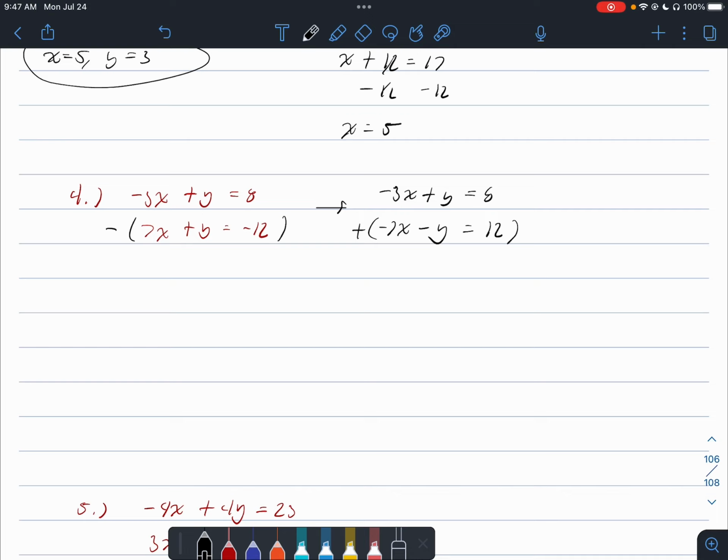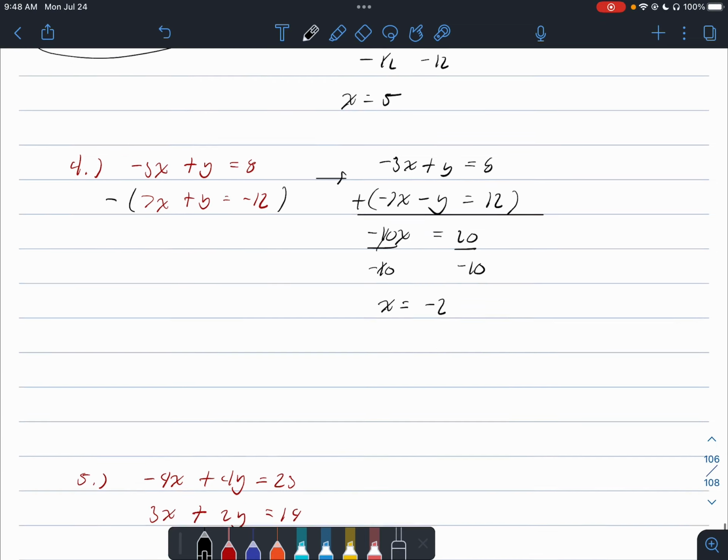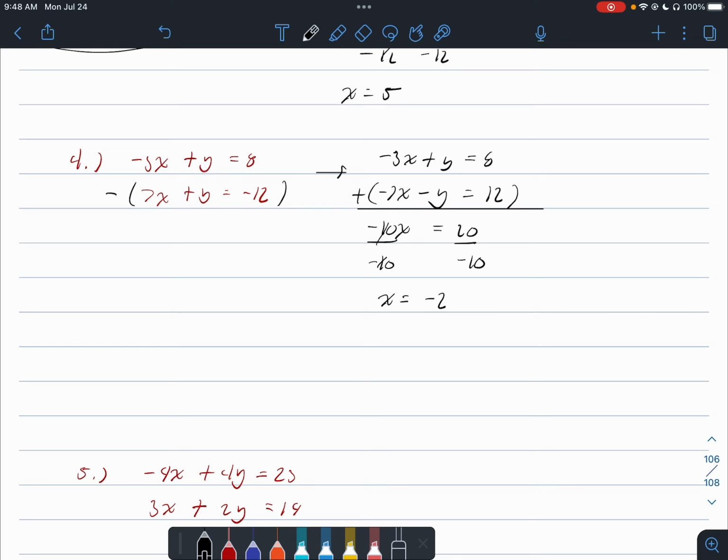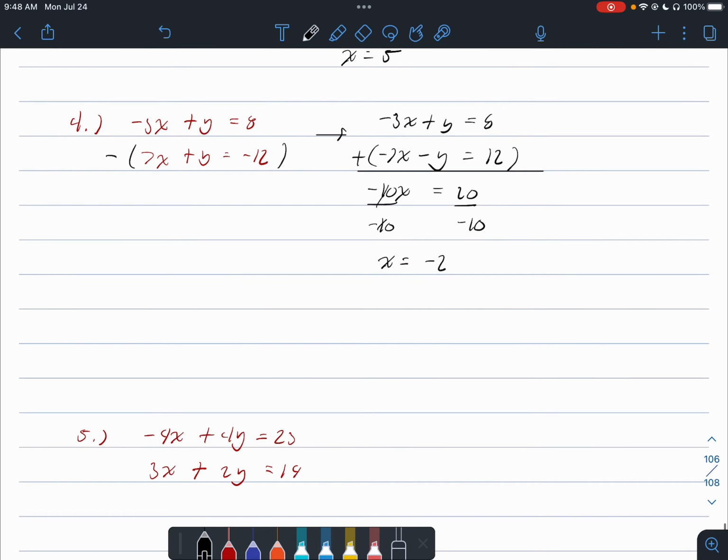Okay, so negative 3x plus a negative 7x, that'll be negative 10x. Y plus negative y is 0. And then we have 8 plus 12 is 20. So now we can divide both sides by negative 10. And we get x is equal to negative 2, since 20 divided by negative 10 is negative 2.